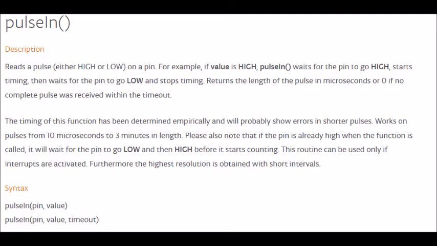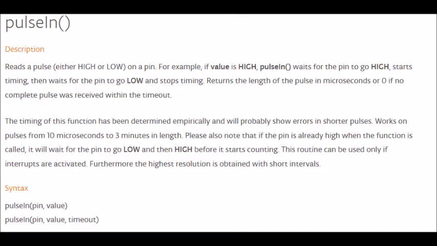Timing has been determined empirically and will probably show errors in shorter pulses. It works on pulses from 10 microseconds to 3 minutes in length, but also note if a pin is already high when the function is called, it will wait for the pin to go low and then high before it starts counting. This routine can only be used if interrupts are activated. Furthermore, the highest resolution is obtained with short intervals.